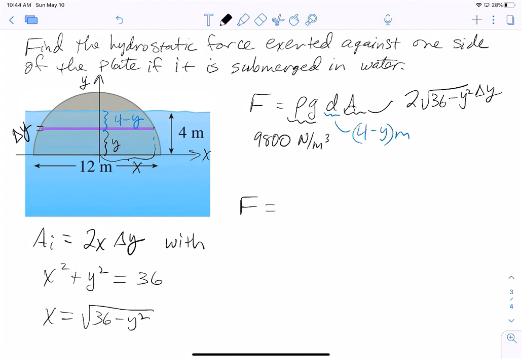So our force is then 19,600, that comes from 9,800 times 2, times the integral of 4 minus y times the square root of 36 minus y squared dy, where we can see that y will go from 0 to 4. That's the depth of the submerged portion of the plate.